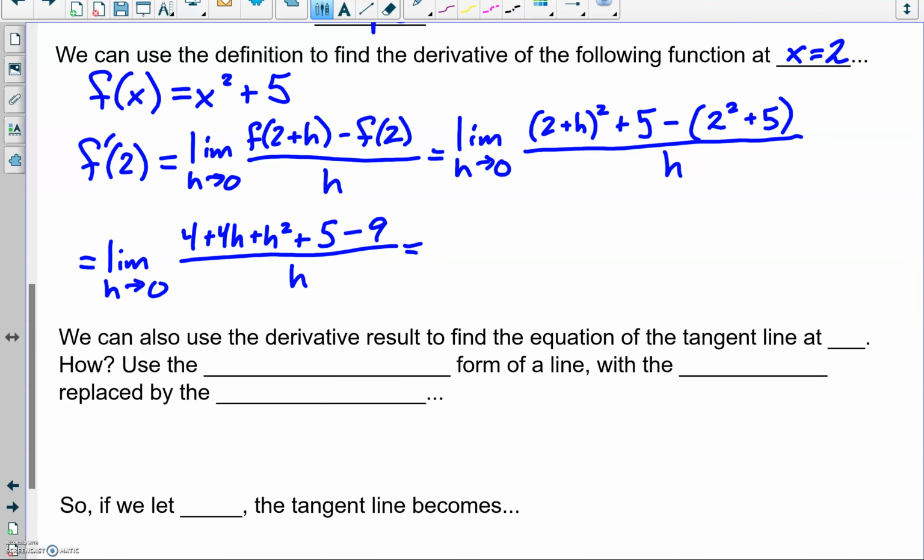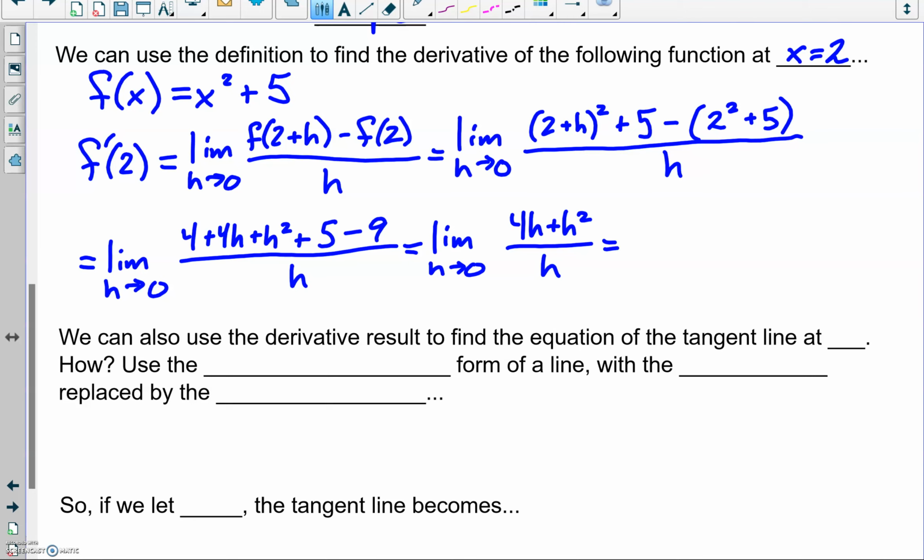And now where are the things that we can simplify? Well, 4 plus 5 is 9. 9 minus 9 goes away. So we have this limit still. We haven't done the limit yet. And we have a 4h plus h squared left in the numerator over h.